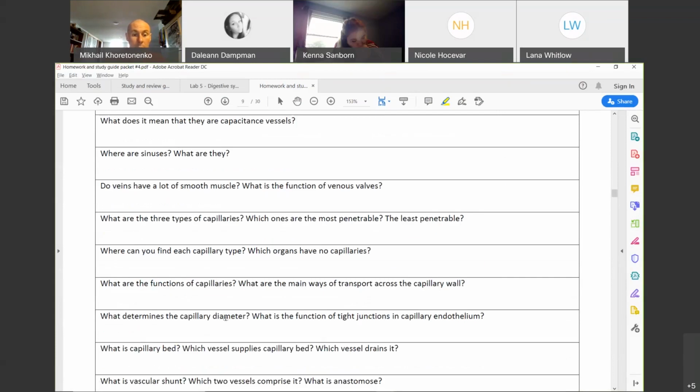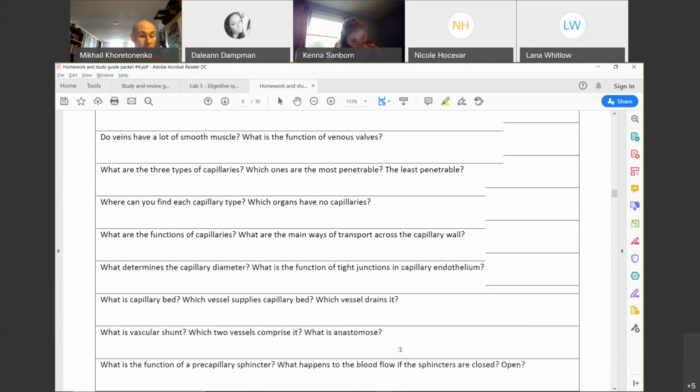Capillary diameter is determined by the diameter of the blood cells, so they can squeeze through. Tight junctions in capillary endothelium make sure that nothing gets between the endothelial cells from the capillary into the peripheral tissue. Capillary bed is the set of the capillaries that supply a particular part of the tissue. Terminal arteriole supplies the capillary bed, and postcapillary venule drains it.